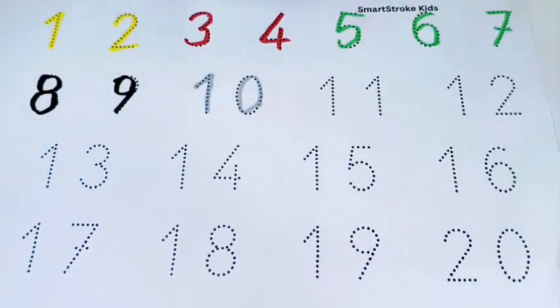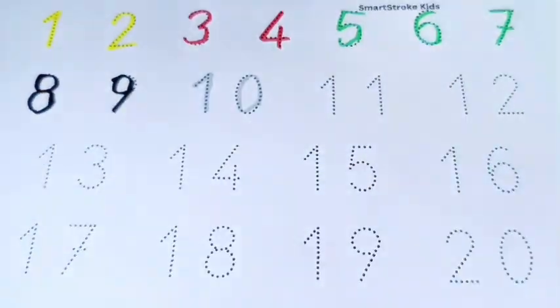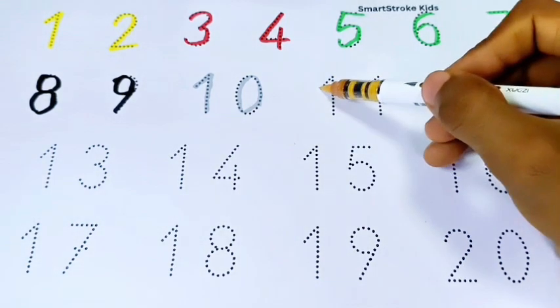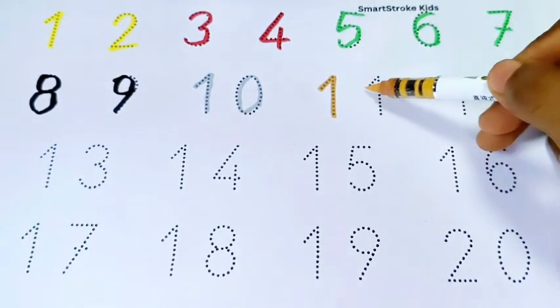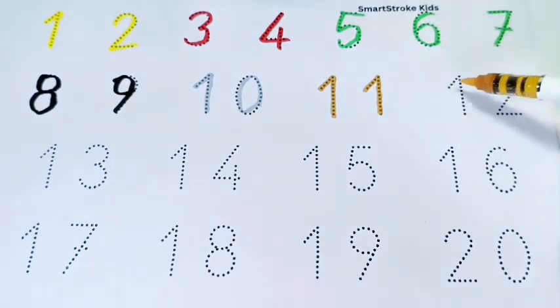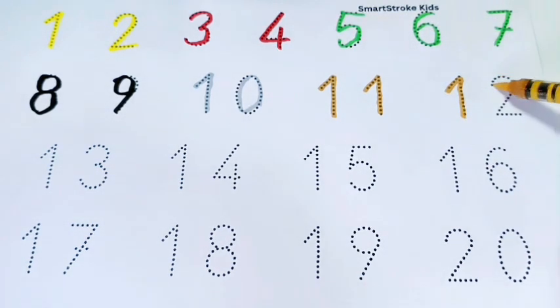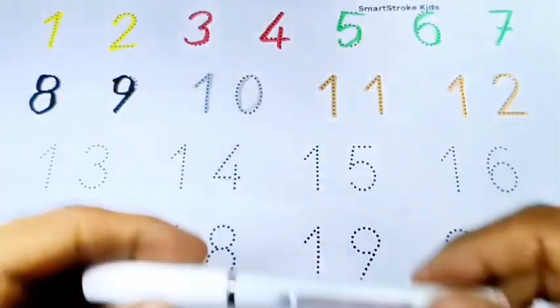10. Kids, now you draw 11 and use yellow ochre color. 11, 12. Kids, now you draw 13 and use light pink color.